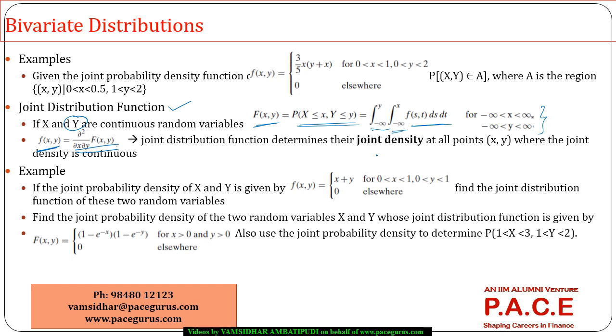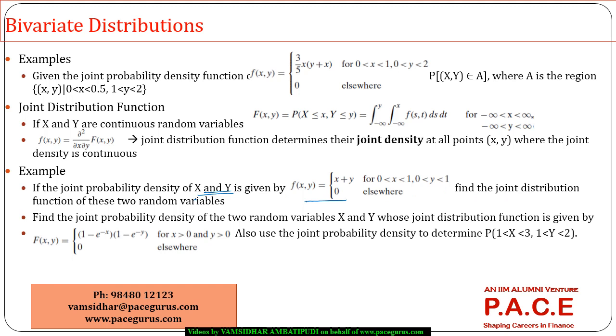So from the joint distribution function, I'll get the joint density function for all the points where the joint density is continuous. Let's look at a couple of examples which can really help us to solve these kinds of problems. If the joint probability density of x and y is given as follows, with x lying between 0 and 1, I want to find the joint distribution function.